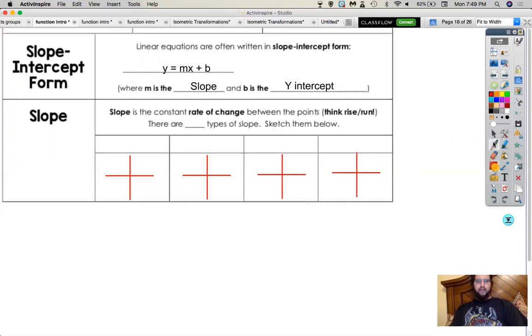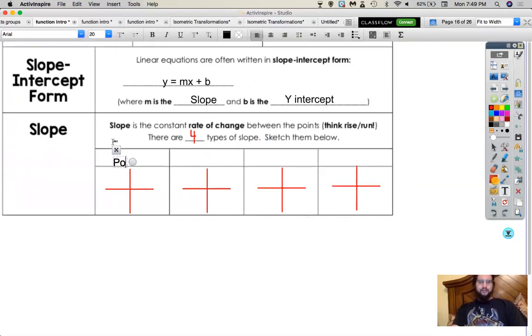Now, there are 4 types of slope. So let's go ahead and make that. 4 types of slope. And we're going to sketch them. So we got a positive, negative, 0, and lastly, an undefined. Yes, undefined is a thing.